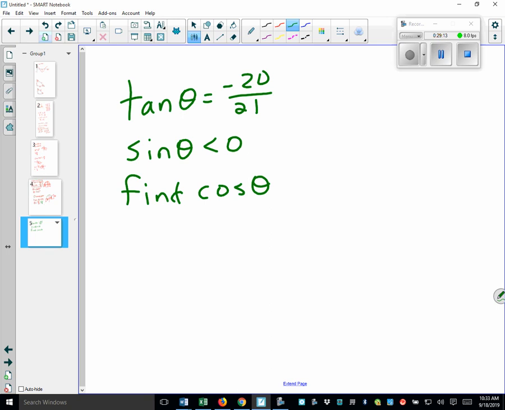What quadrant am I in? 4. Quadrant 4? Yes, because tangent's negative and sine's negative. Can they both be negative? For them both to be negative, they've got to be in quadrant 4. Yep. So, quadrant 4.